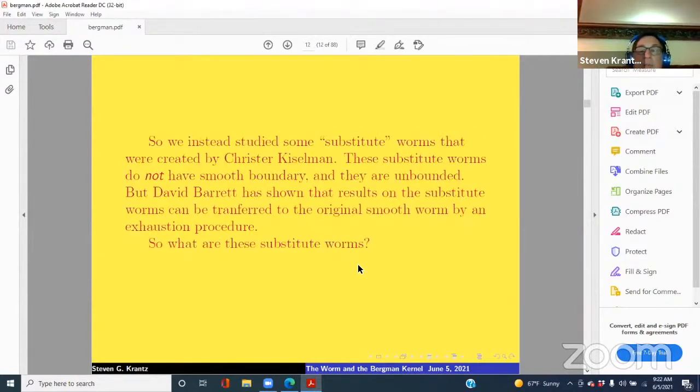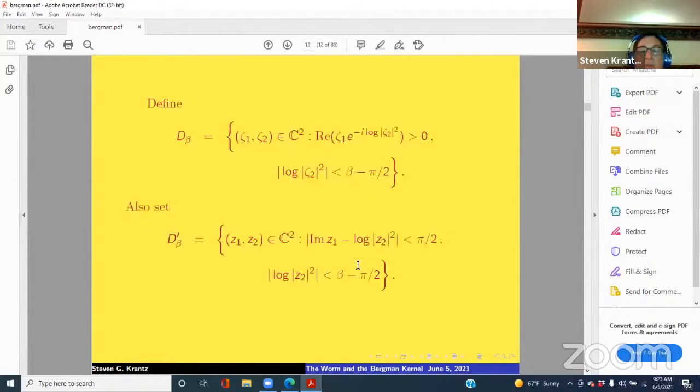So we instead studied some substitute worms that were created by Christer Kiselman. These substitute worms do not have smooth boundary, and they are unbounded. But David Barrett has shown the results on the substitute worms can be transferred to the original smooth worm by an exhaustion procedure. And we actually do that, as you will see. So here are the substitute worms. There are two of them.